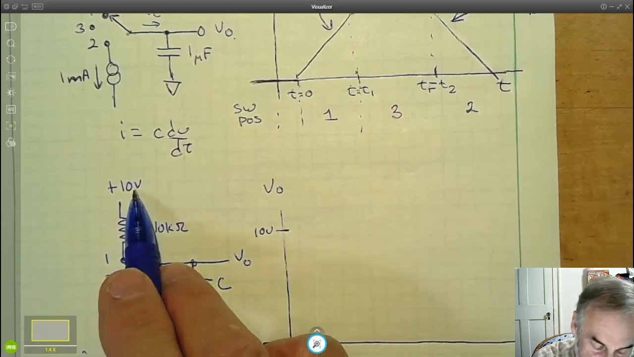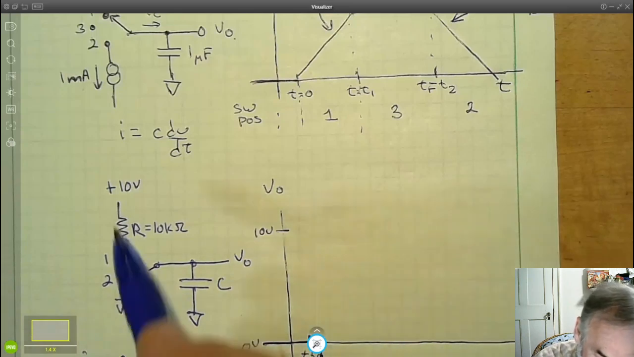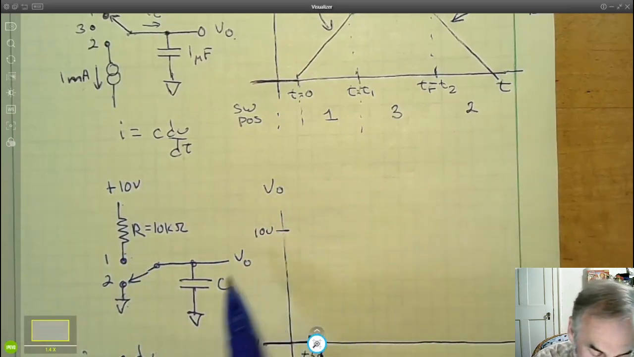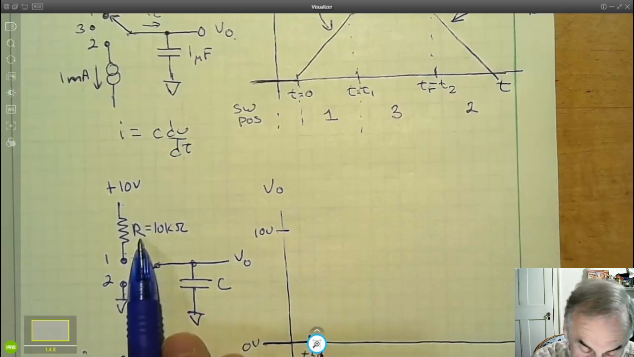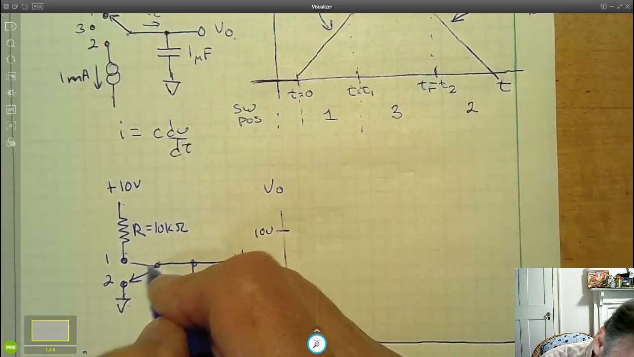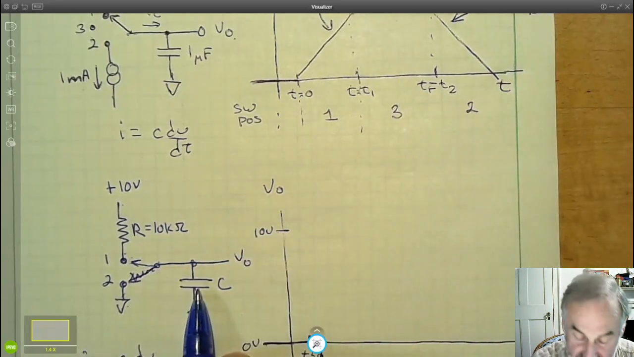That means there's 10 volts across the resistor, because by KVL, the voltage across the resistor plus the voltage across the capacitor has to equal 10 volts. That means we've got 1 milliamp flowing through this resistor. Where does that current go? That current has to flow into the capacitor.